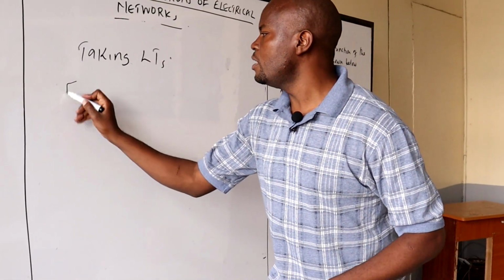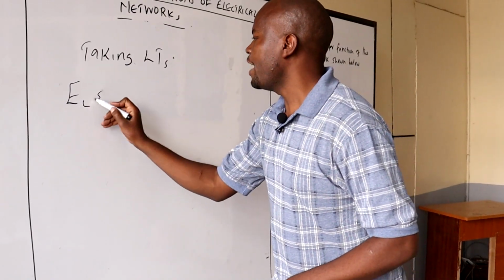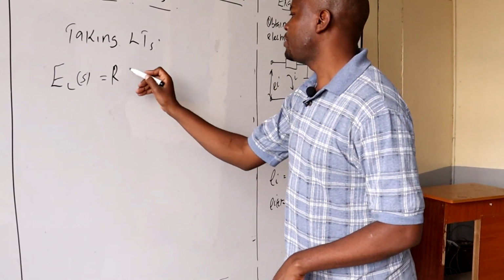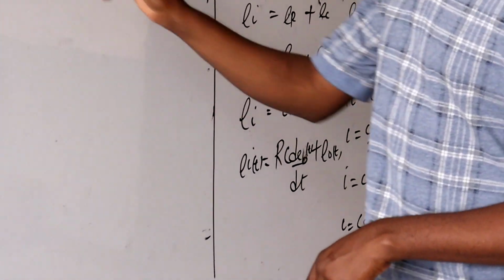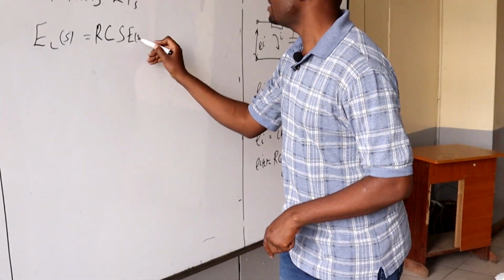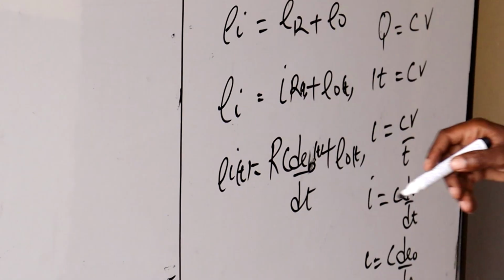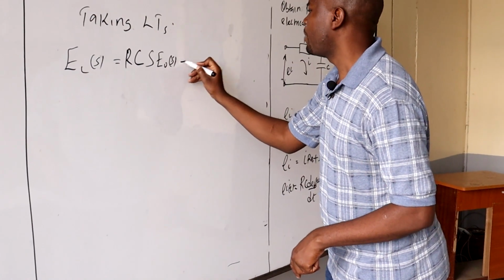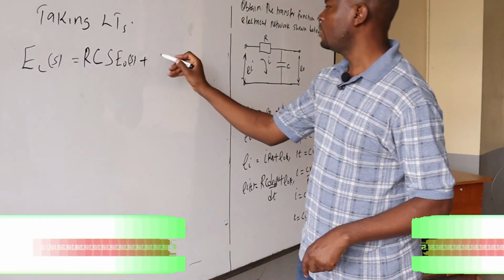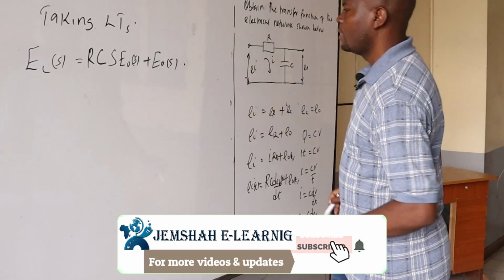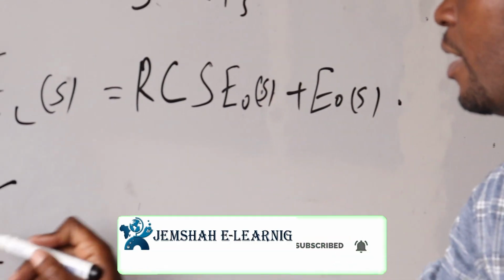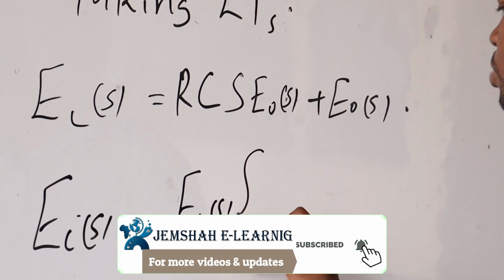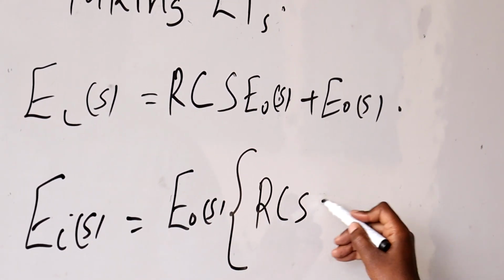So we can say EI of S is equal to RC, and then d/dt becomes S, E out of S plus E out of S. And then we can now say EI of S is equal to E out of S, which we put into brackets, RCS plus 1.